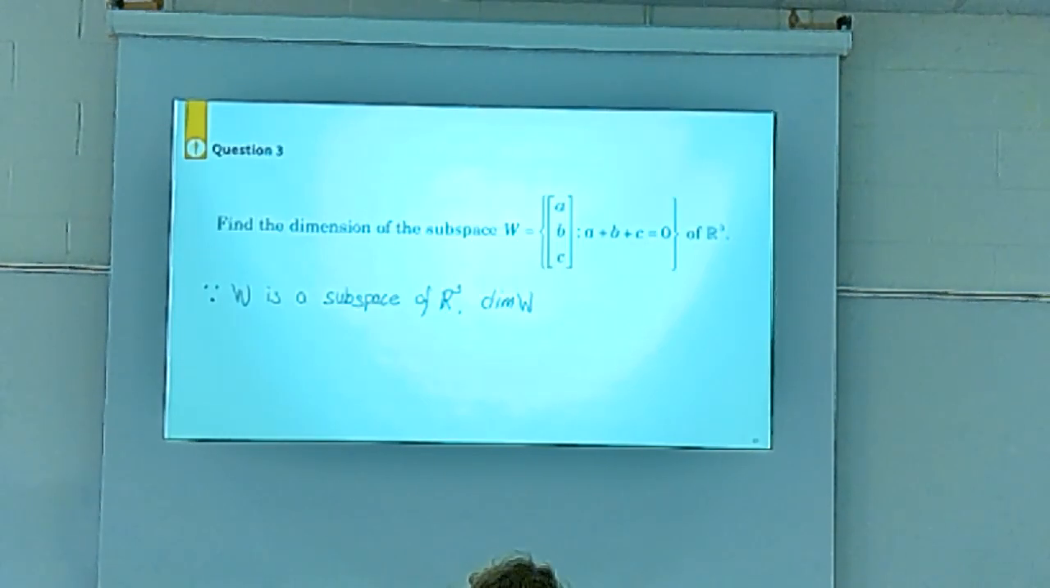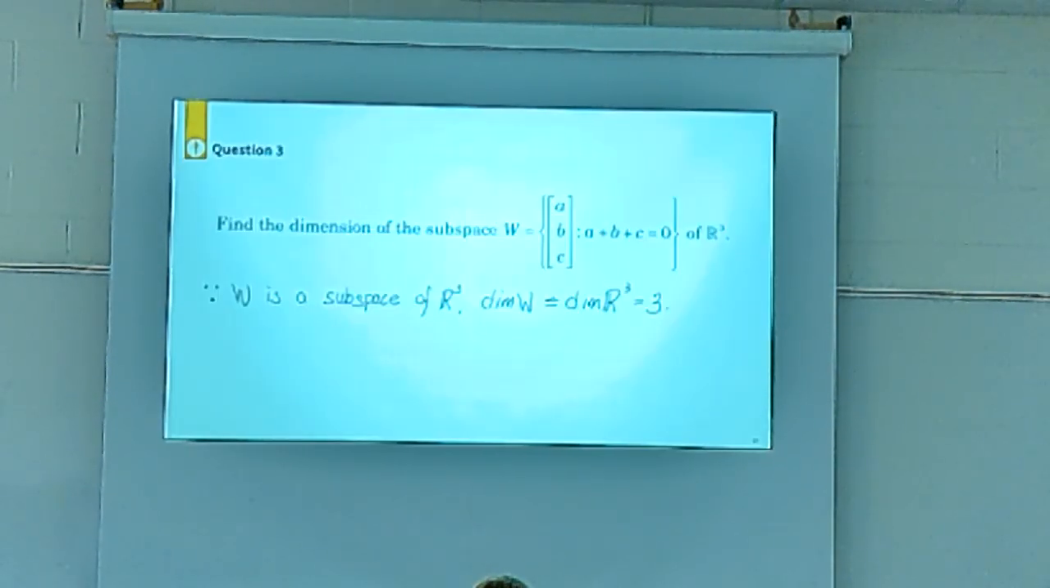Can it be larger than the dimension of R3? Could it be smaller? And it could also be the dimension of R3, right? So we already know that it's going to be less than or equal to the dimension of R3. What's the dimension of R3? Dimension of R3 is going to be 3.